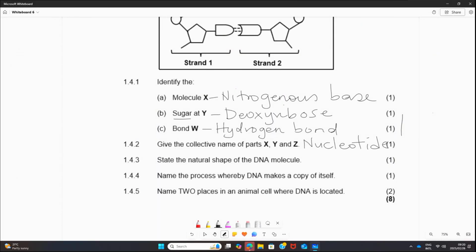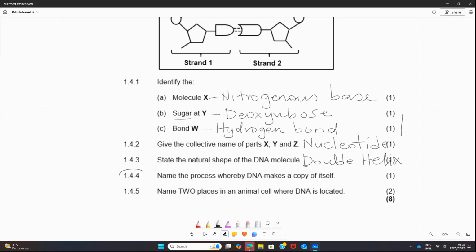Now, what is the natural shape of the DNA molecule? That is written in your examination guidelines. There is nothing as important as your examination guideline in this subject. So the question says, state the natural shape of the DNA molecule. It's simple. The natural shape is the double helix. That is the natural shape of a DNA molecule.